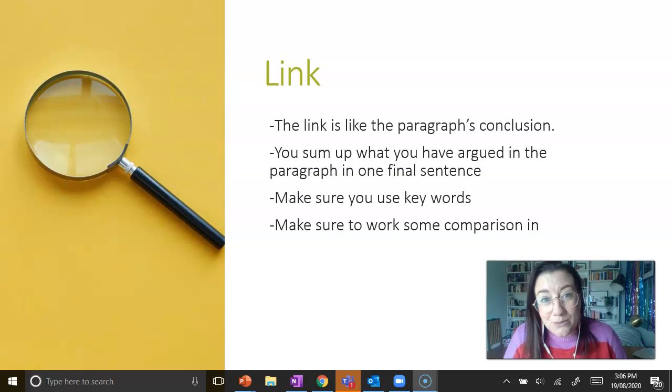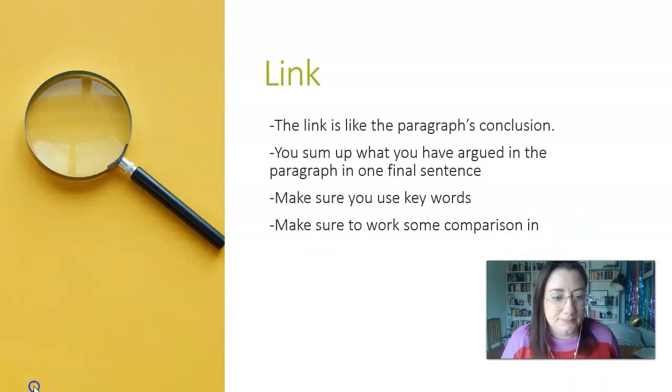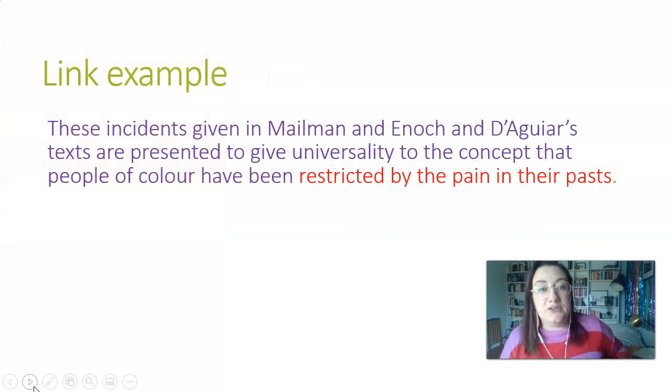Make sure you use your keywords, or obviously synonyms of them, because you don't want to sound really repetitive. You want to sound like you have some sort of vocabulary. And try and work some comparison in, if possible. Okay, so here's my example. So, these incidents, given in Mailman and Enoch and Daguerre's texts, are presented to give universality to the concept that people of colour have been restricted by the pain in their pasts.